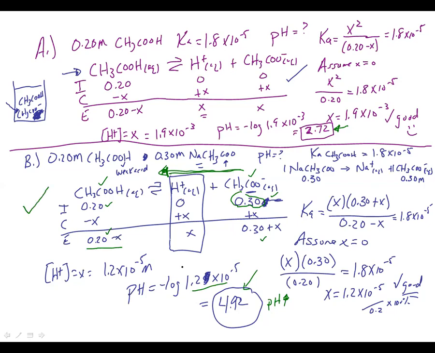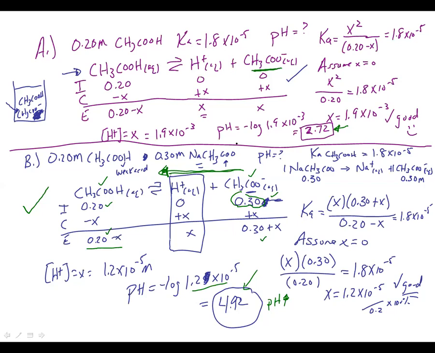So what I just did in the part B calculation is the exact same thing. You can see it's probably a little bit quicker than going through the ICE table, assuming, and checking your assumption. So for part B you could definitely use the Henderson-Hasselbalch equation. You cannot for part A because you don't have the conjugate base. You only have the weak acid given to you, no conjugate base.